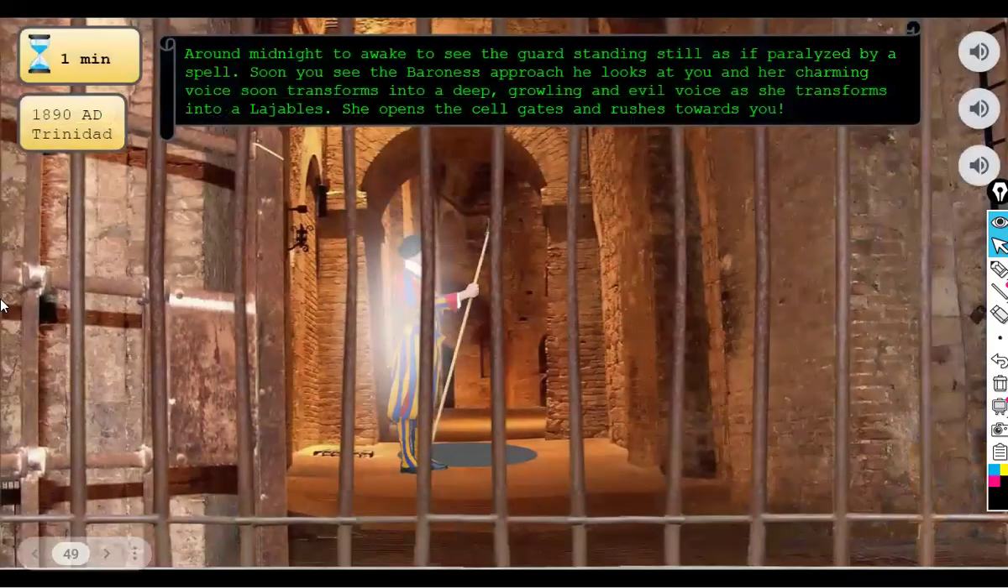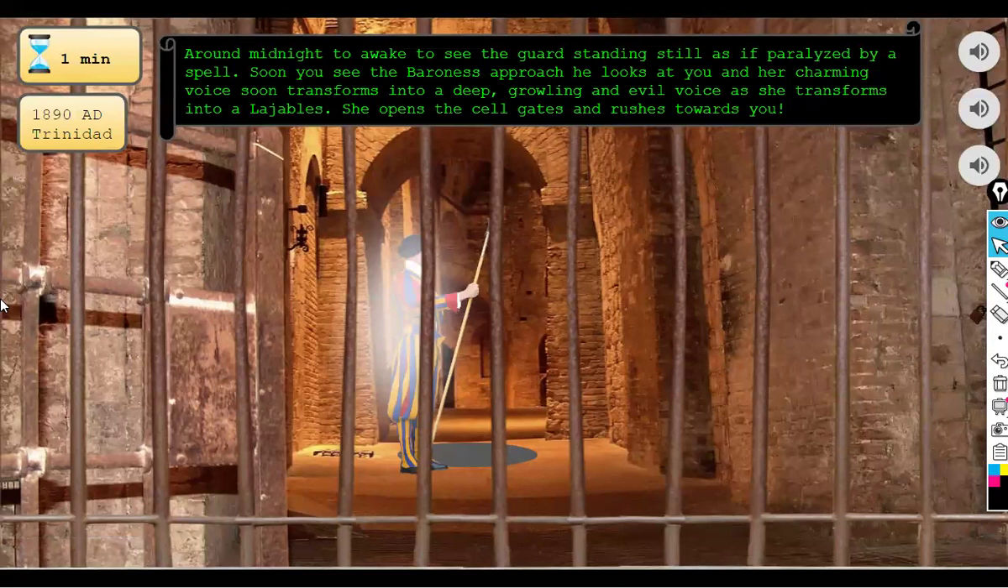So around midnight, you're still in your cells, right? You awake to see the guards standing still as if paralyzed by a spell. Soon you see the Baroness approach. She looks at you and her charming voice soon transforms into a deep, growling, and evil voice as she transforms into, somebody guessed it at the beginning, the Lagahoo.